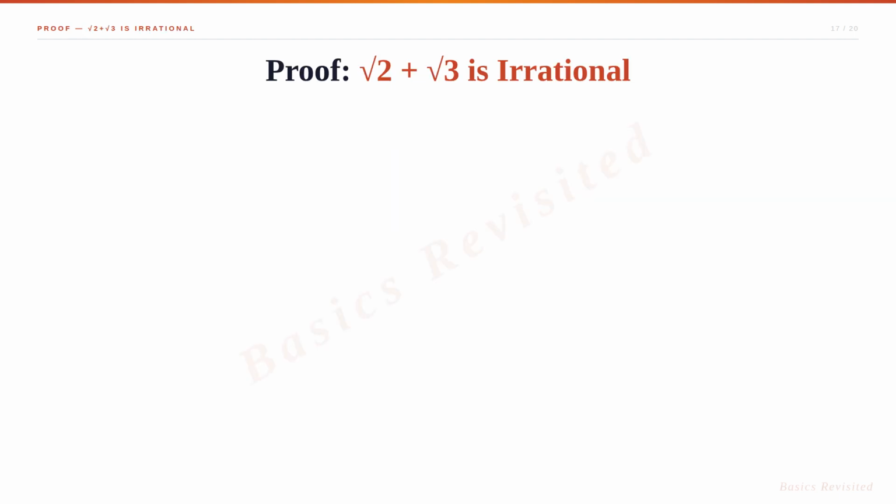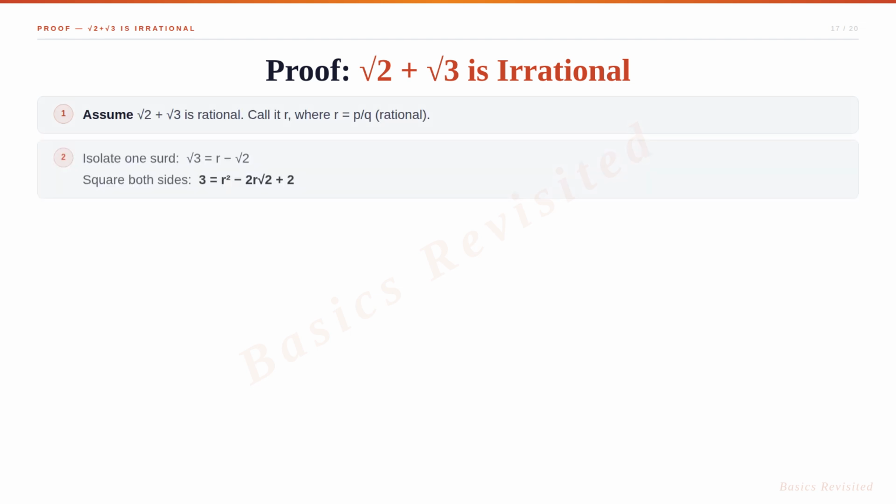Now let us prove that root 2 plus root 3 is irrational, step by step. Step 1. Assume root 2 plus root 3 is rational. Call it R, where R equals p over q, a rational number. Step 2. Isolate root 3. Write root 3 equals R minus root 2. Square both sides. We get 3 equals R squared minus 2R root 2 plus 2.